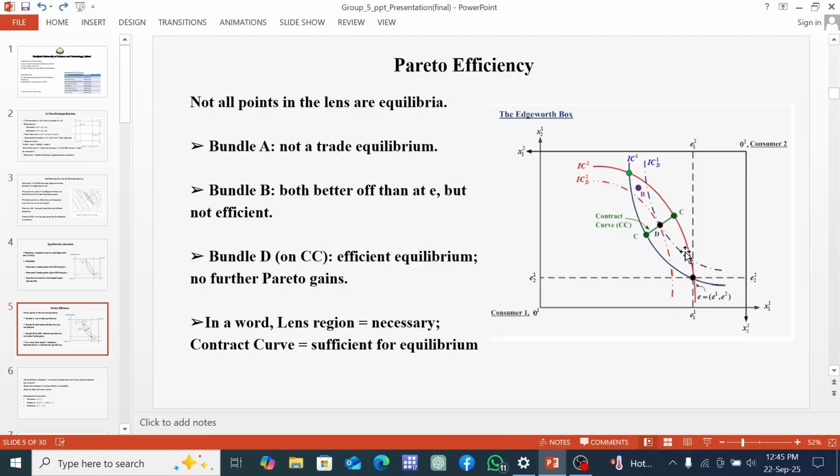So if we see the bundle D, it is the tangential point of two indifference curves, like this one and this one, right? And it also lies on the contract curve C. So this is our condition for the Pareto efficient point: that the equilibrium position must lie inside the lens-shaped area. So it is the necessary condition, and it must also lie on the contract curve. This is a sufficient condition for the equilibrium.